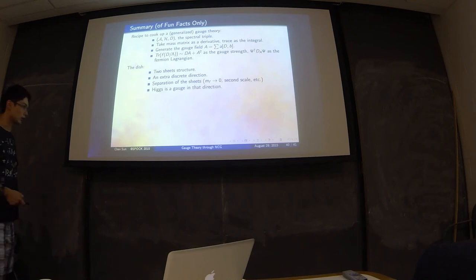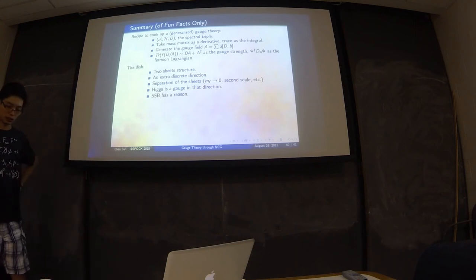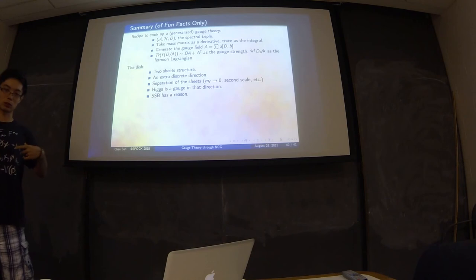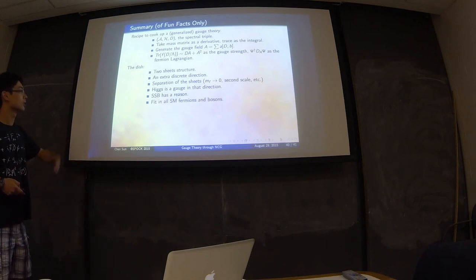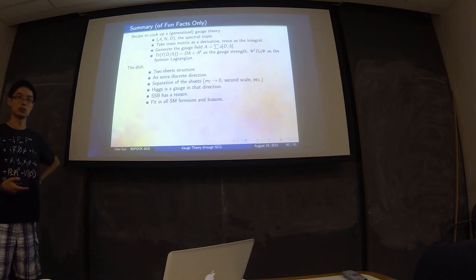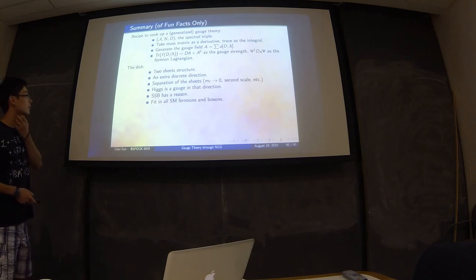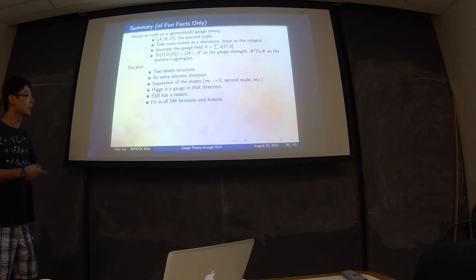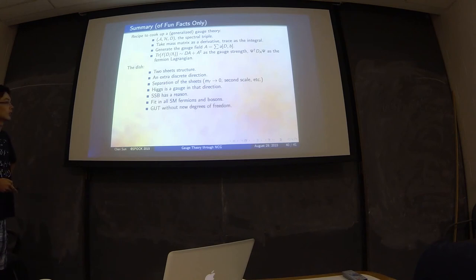And the Higgs is a gauge in that direction. And also now spontaneous symmetry breaking is out of the box. And it fits all standard model fermions and bosons, well, except the Higgs at this moment. But as I mentioned, there are ways to accommodate that, because I just showed the simplest example that can fit most of the standard model particle data. And there's a GUT without new degrees of freedom.